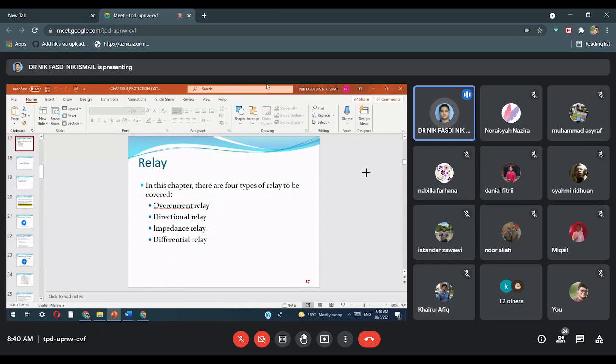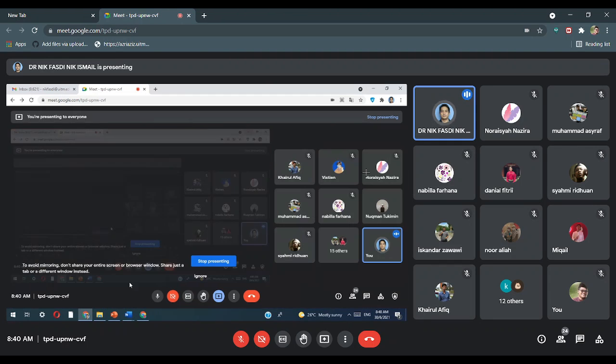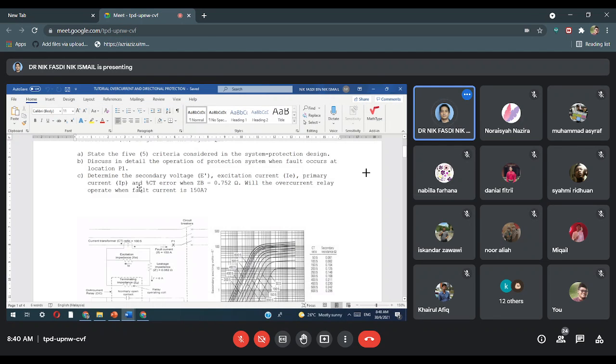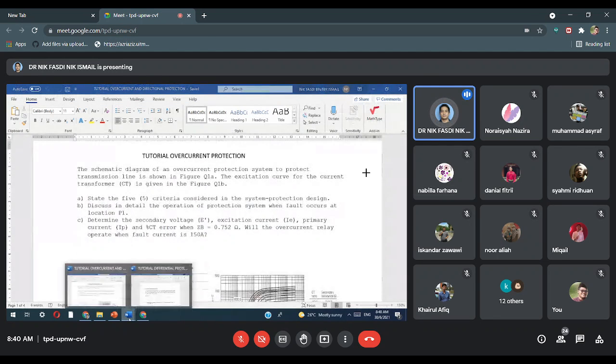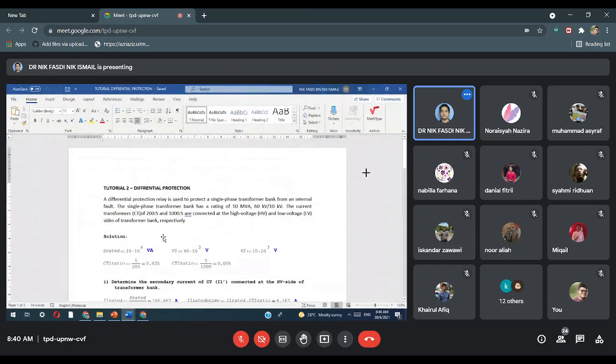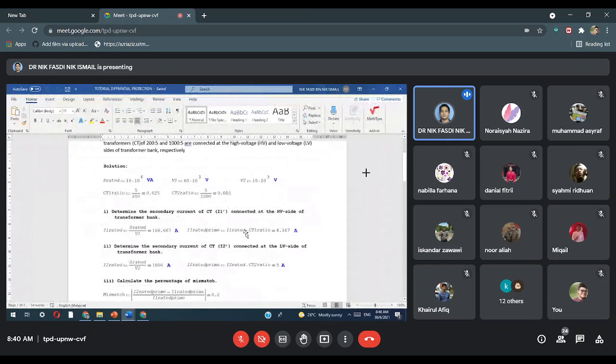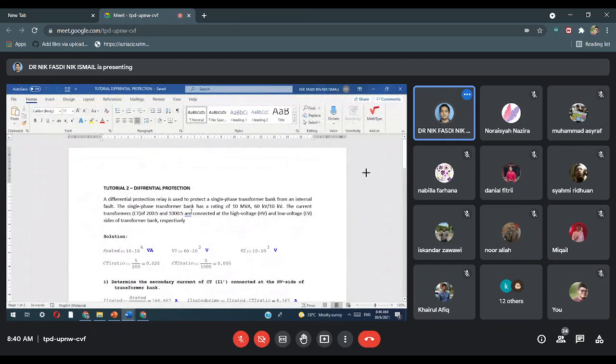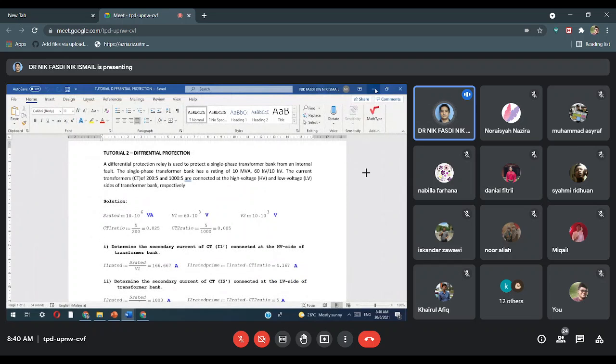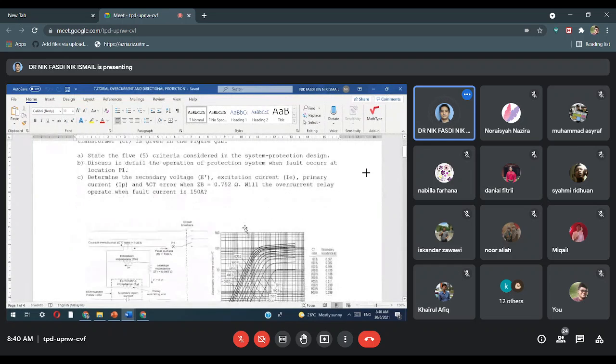Tak apa, kita start on the overcurrent relay dulu. Okay. So ada dua, satu ialah overcurrent and the other one is differential. Ini I tak dapat share dalam tu. I tak tahu kenapa ada problem WhatsApp tu. Later on saya akan share. Okay, kita focus on this one dulu.